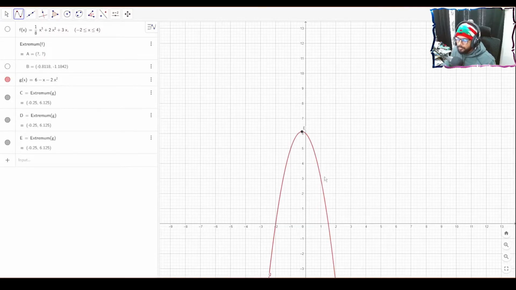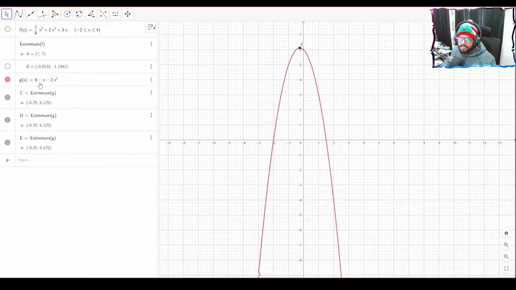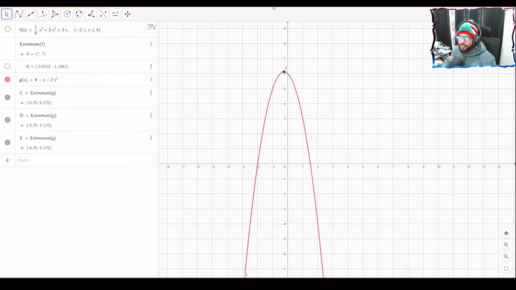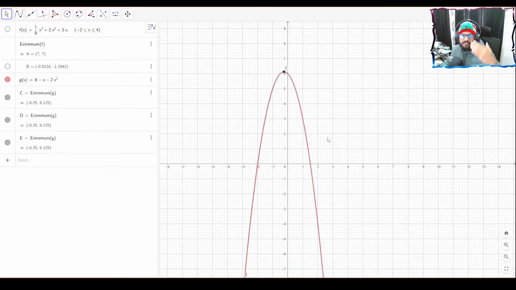The red function is the function 6 minus x minus 2x squared. And the question stated that this function is less than or equal to k. So where is the graph less than or equal to k? At its maximum point and below is what they're asking for.